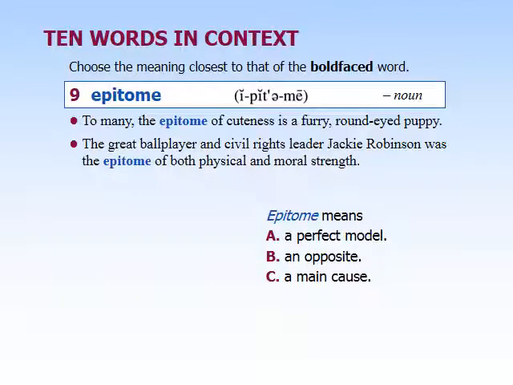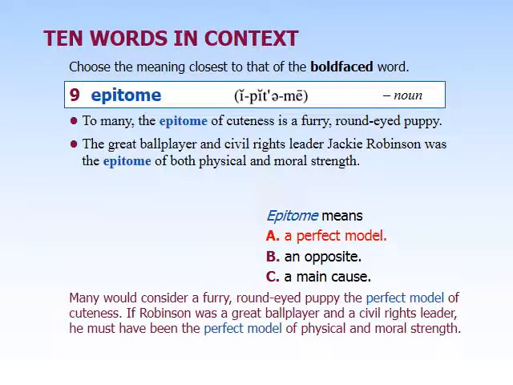Okay, so our next one here is epitome. This one's sort of a weird looking word and is hard to pronounce at first, but it's epitome, and this is a noun. To many, the epitome of cuteness is a furry, round-eyed puppy. The great ball player and civil rights leader Jackie Robinson was the epitome of both physical and moral strength. So what epitome means is a perfect model. Okay, a perfect model of.